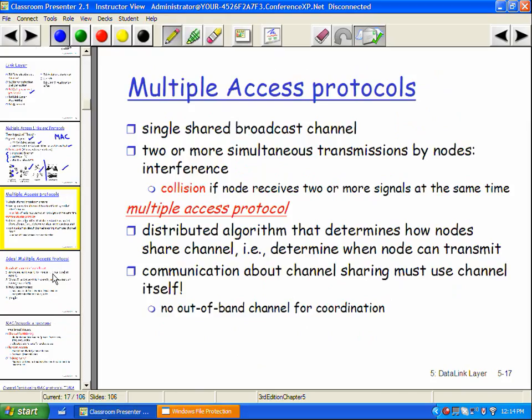So the basic idea again is a single shared broadcast channel that everybody has to share. When two or more nodes transmit simultaneously, there is interference. Okay, so interference leads to collision. If a node receives two or more signals at the same time, there's a collision and nobody hears anything. All the data is corrupted. Okay. So to deal with this, you have these MAC protocols. It's a distributed algorithm that everybody in the community that wants to share has to follow so that data goes through.